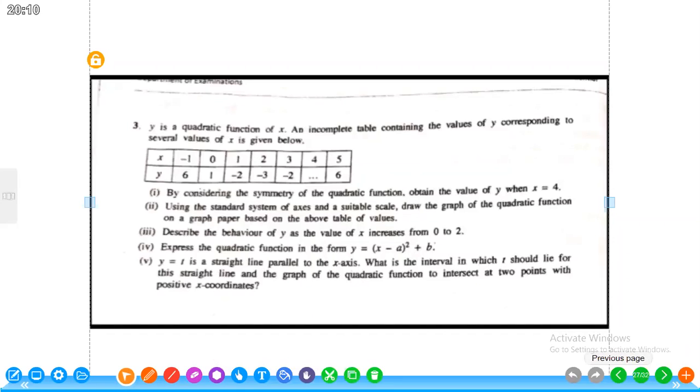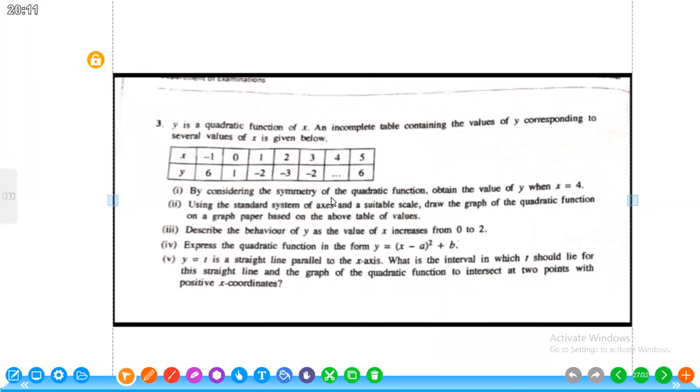y is a quadratic function of x. An incomplete table containing the values of y corresponding to several values of x is given below. Right, the table is here. You have to find the values of y. The first question: by considering the symmetry of the quadratic function, obtain the value of y when x is equal to 4. They say this graph is symmetric. So find the value of y when x is equal to 4.